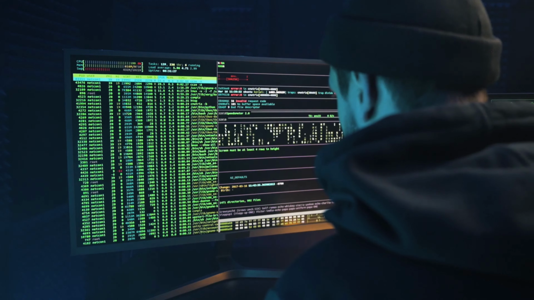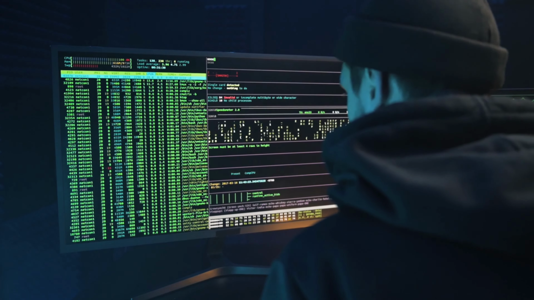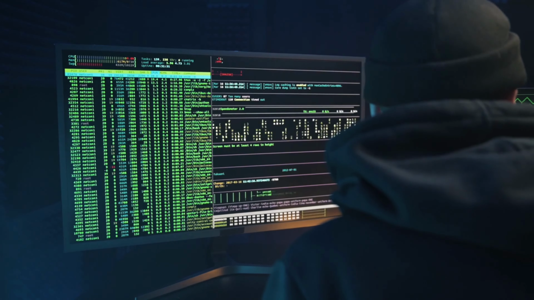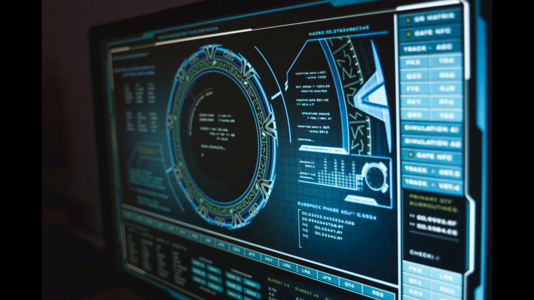Next up is cybersecurity. As our world becomes more digitally connected, the threat of cyber attacks grows. Businesses large and small are investing heavily in cybersecurity to protect their sensitive data. Those skilled in this area can find opportunities in a range of industries, offering services like threat assessment, system protection, and breach response.